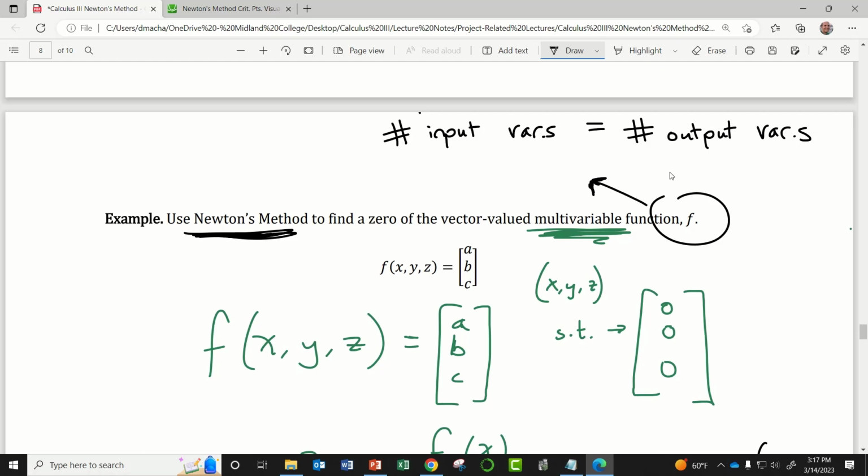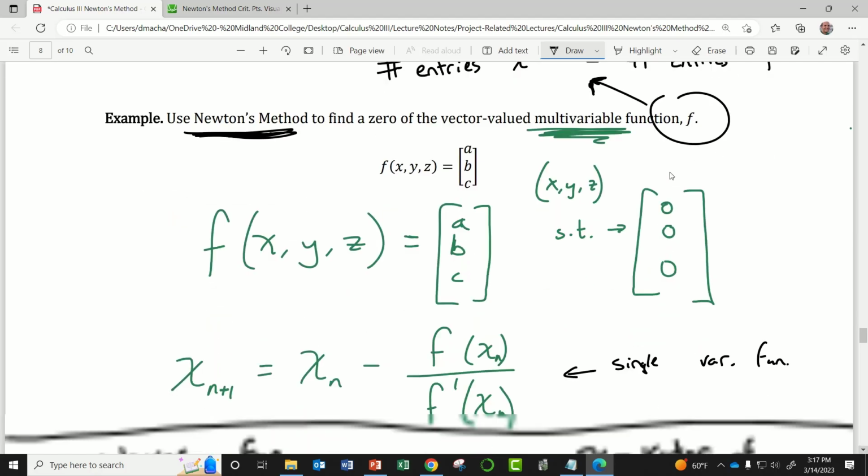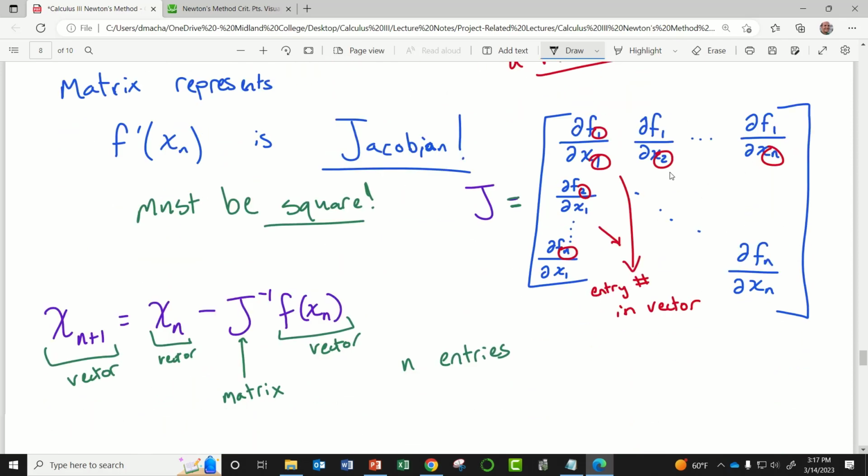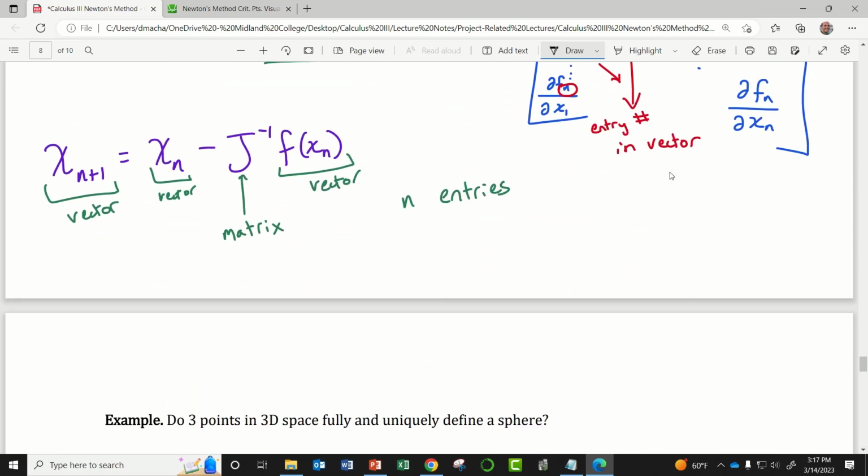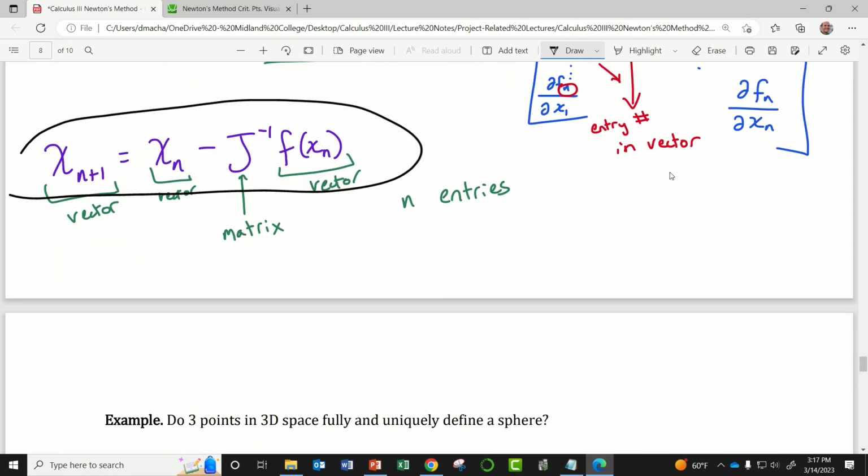So the number of input variables is the same thing as the number of entries in my input vector x, and the number of output variables, of course, is equal to the number of entries in my output vector f. And that's how we end up with the square Jacobian. That's how we invert the Jacobian. That's how we use Newton's method for a multivariable vector-valued function.